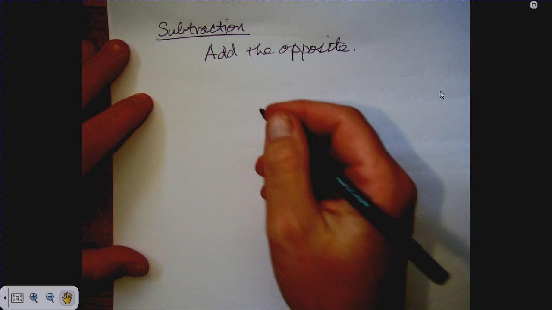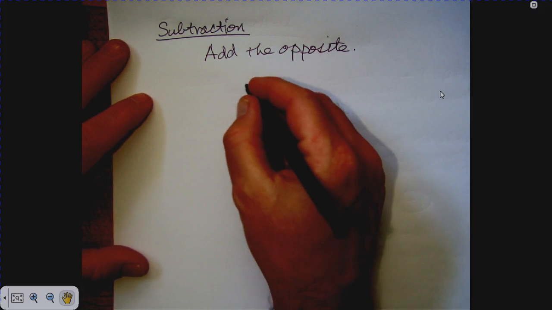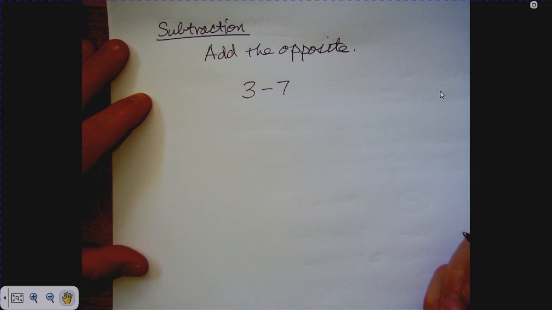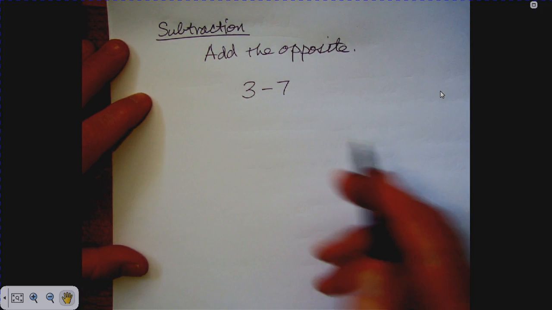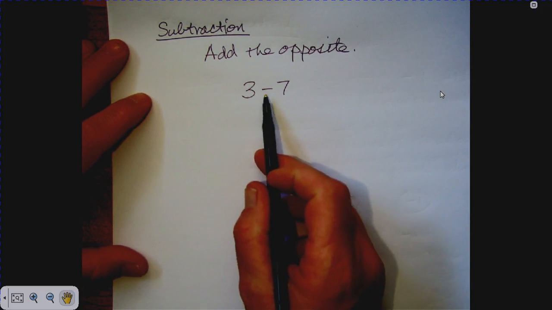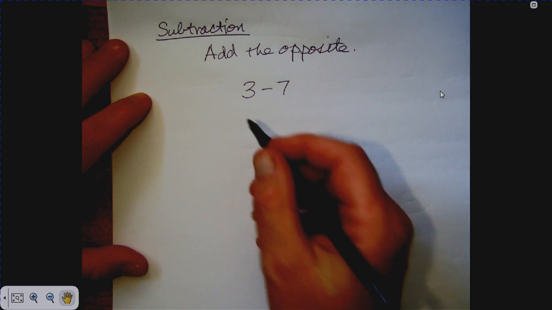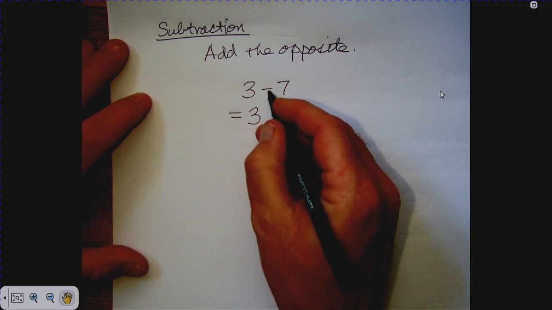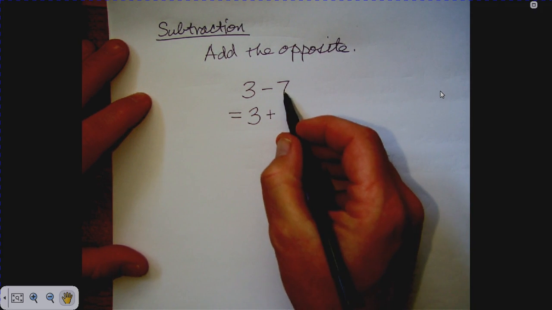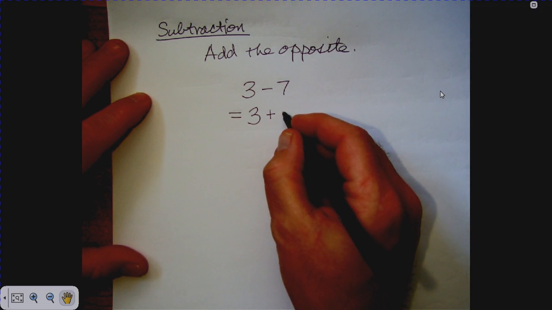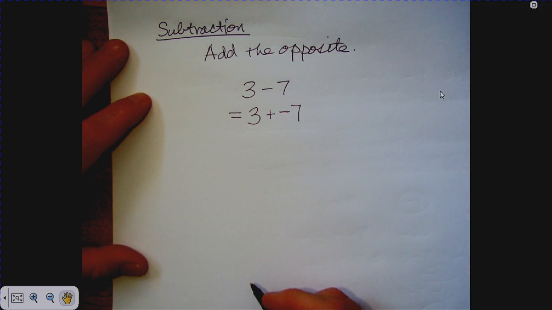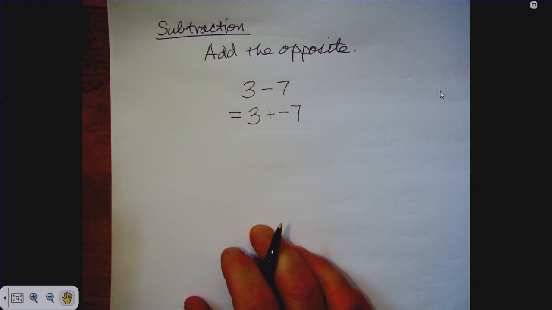So, let's take 3 minus 7. Well, we're going to add the opposite. So right now it's a positive 3 minus a positive 7. We're going to convert this to a problem where, instead of subtraction, I'm going to add. Instead of a positive 7, I'm going to do the opposite of positive 7, which is negative 7. That's our new problem. That problem is an addition problem now.